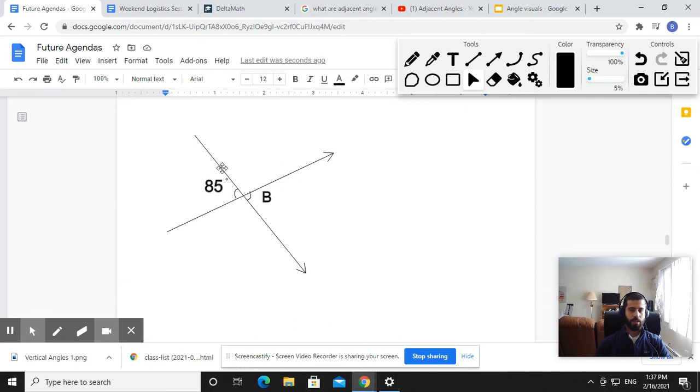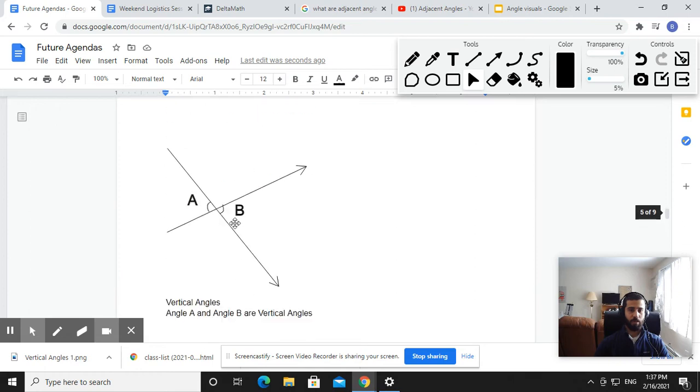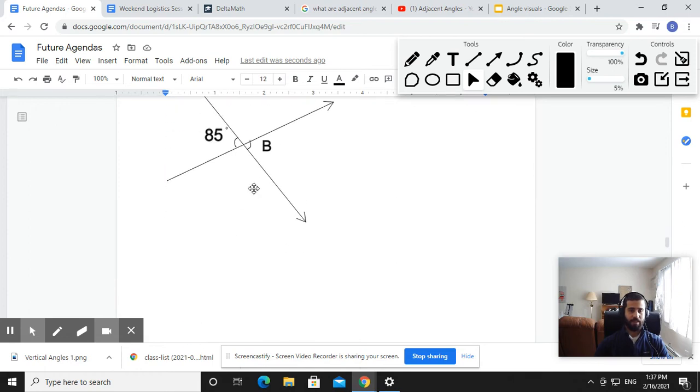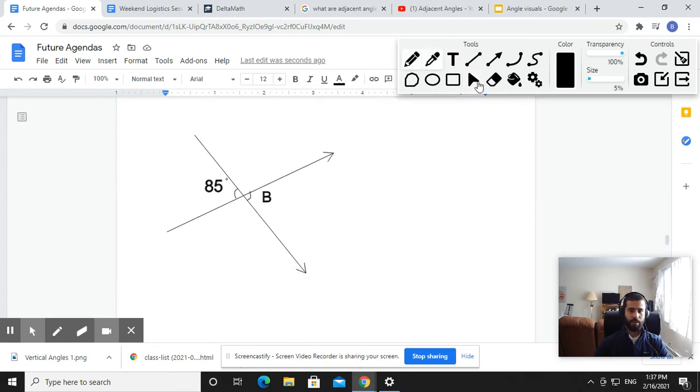So looking at this, what is the measure of angle B? Okay, so now if we go back, remember, vertical angles are equal. So it's quite simple. B equals 85 degrees.